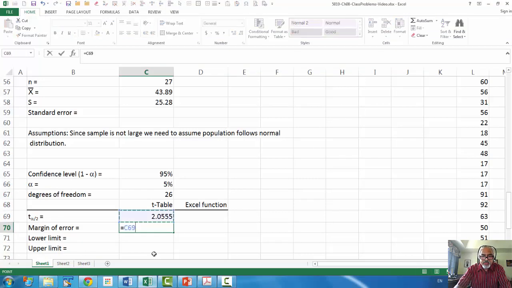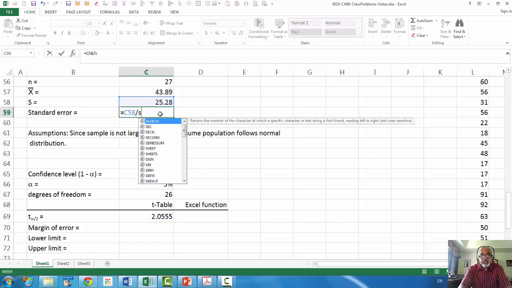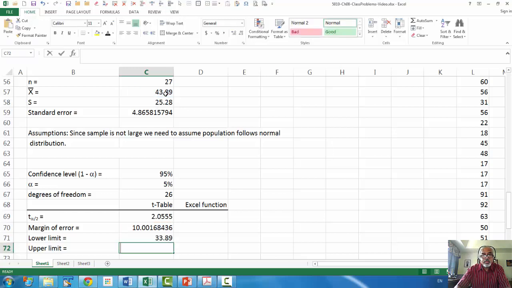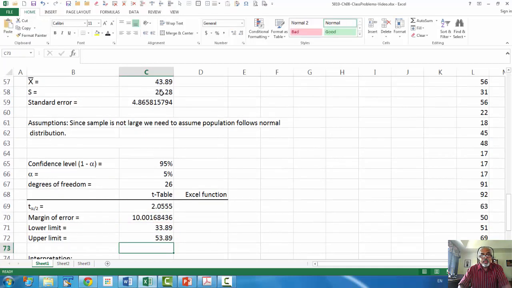The margin of error then is t times the standard error. We need the standard error. The standard error is s over square root of n. Then we can go t times s over square root of n. That's our margin of error. Then X bar minus margin of error and X bar plus margin of error will give you the lower and upper limits for the confidence interval.